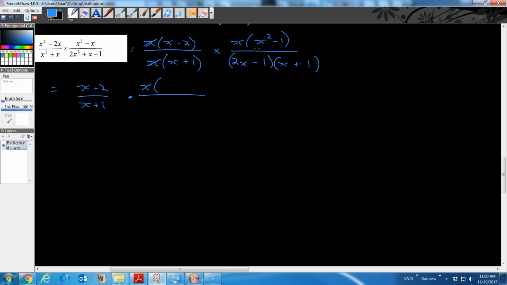X times, okay, this is a difference of squares, right? I can square root the first part. X times x is x squared. 1 times 1 is 1. Plus, minus. That's a difference of squares. 2x minus 1. X plus 1. Okay.